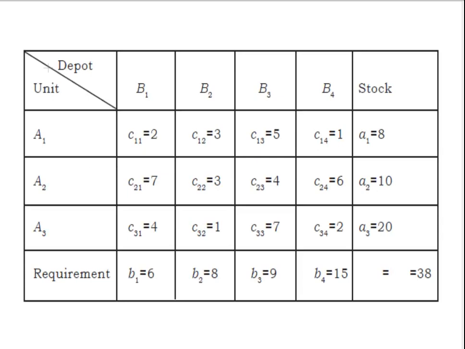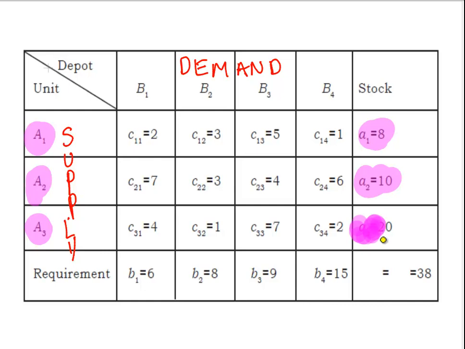We have the demand over here that we write in the columns, and we have the suppliers here. Let's call that supply. And what we have here is how much each supplier can supply. So we have three suppliers, A1, A2, A3. A1 can supply 8 units. A2 has 10 units to supply. A3 has 20 units to supply.